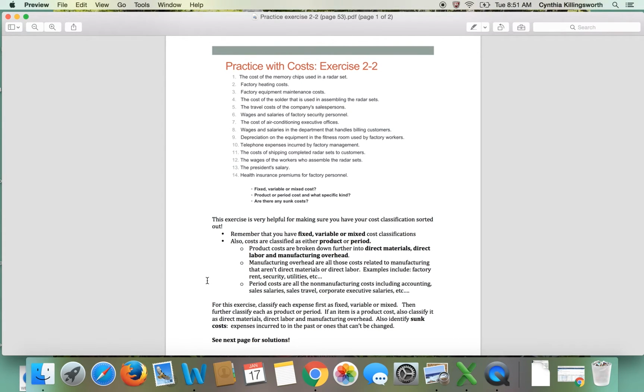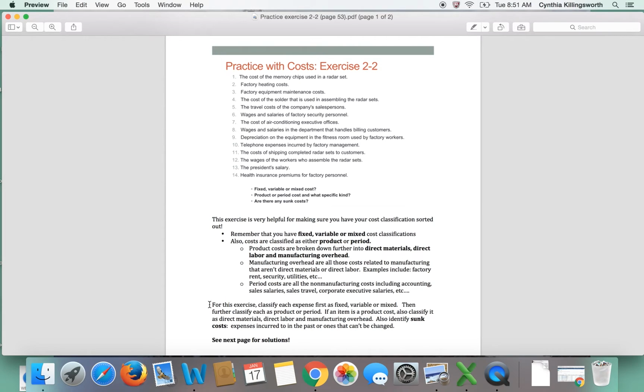And then we had the other classification that was easily confused with manufacturing overhead, and that's the period costs. Period costs are all the non-manufacturing costs, and examples of those could include accounting, sales, sales salaries, sales travel, corporate executive salaries, etc.